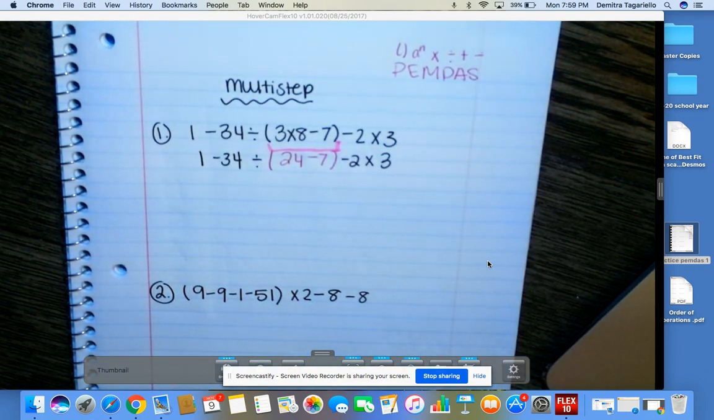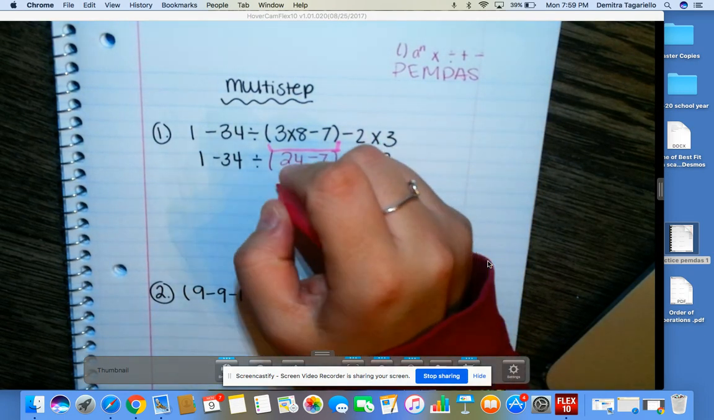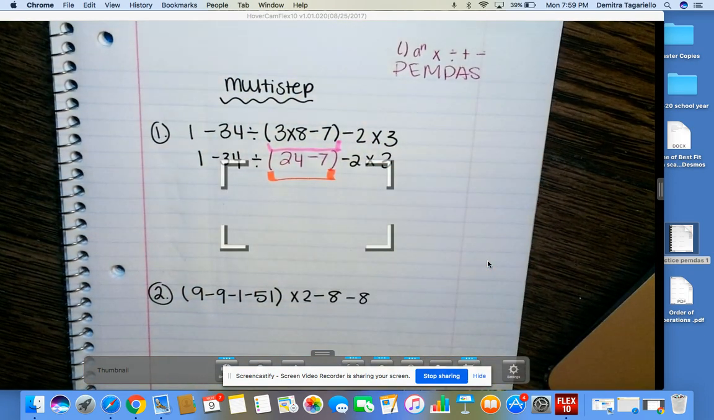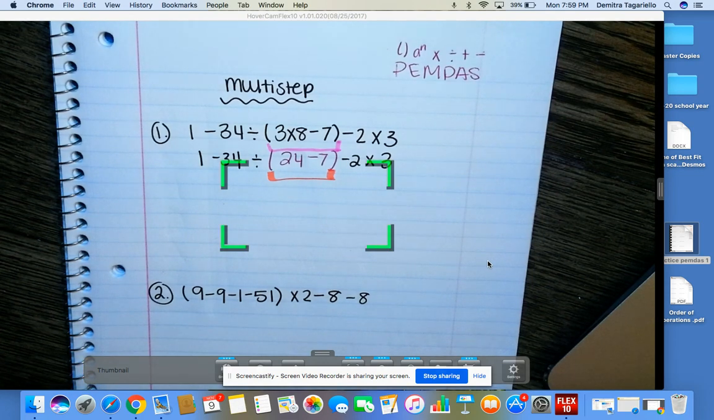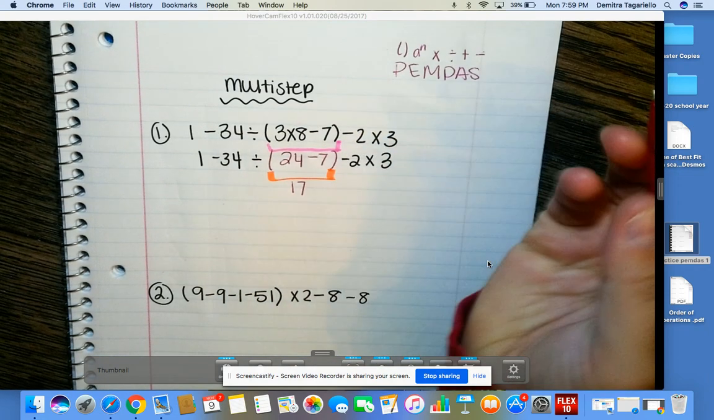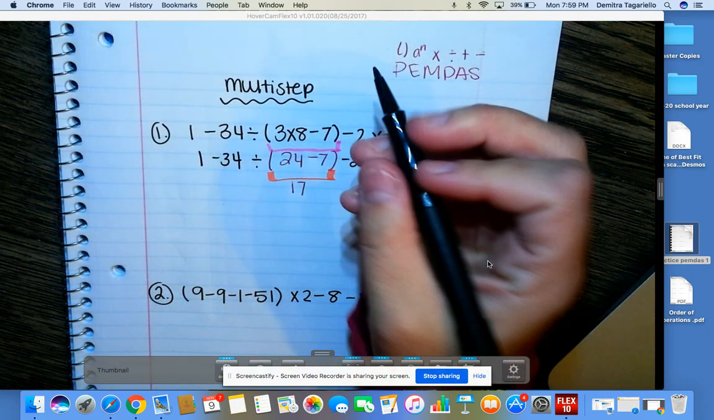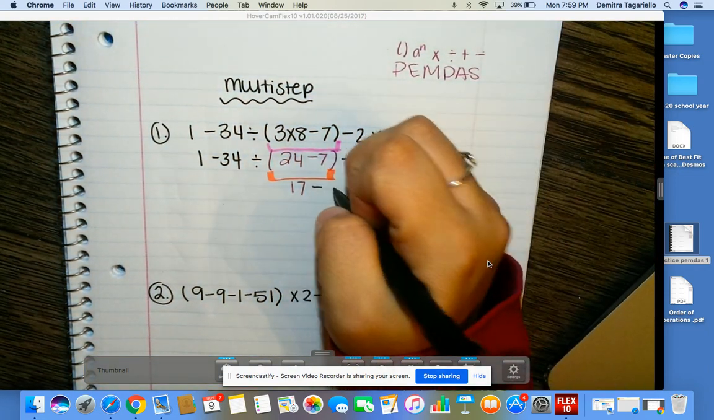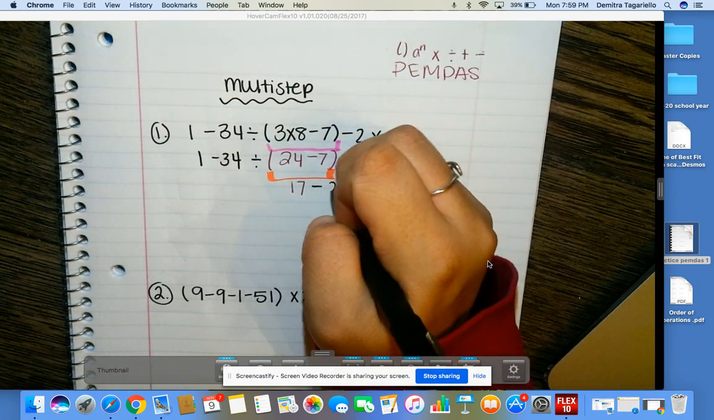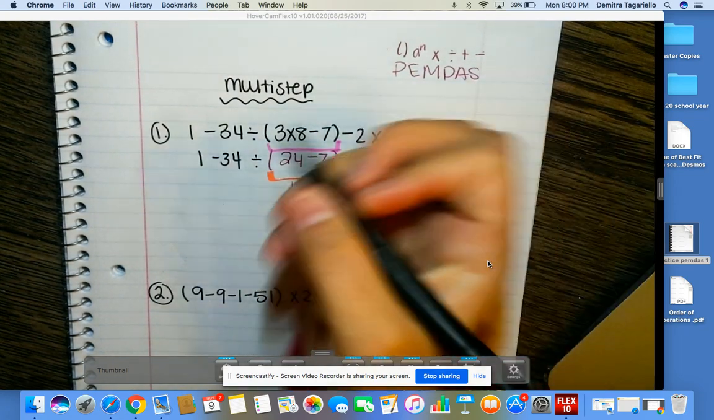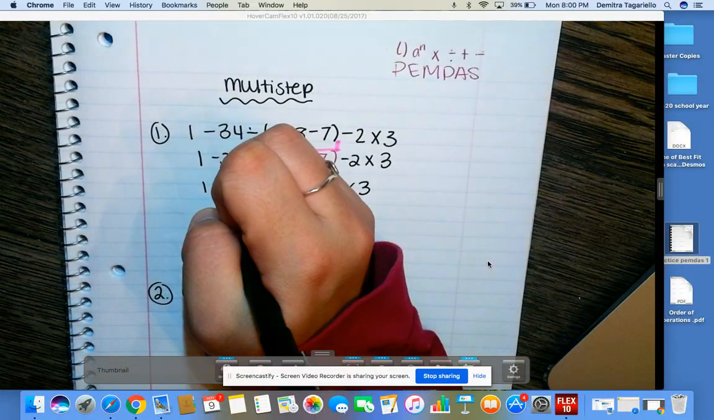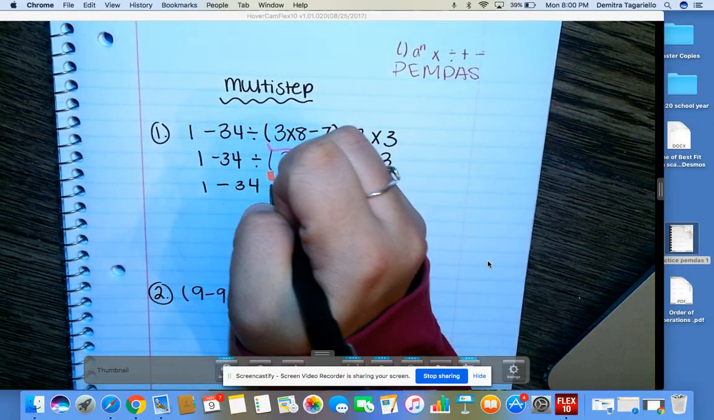So then I'm not done. Parentheses are not over yet. So I'm going to finish it out here, okay? 24 minus 7, okay, which leaves me with 17. And again, bringing everything else down. So minus 2 times 3, and then 1 minus 34 divided by.